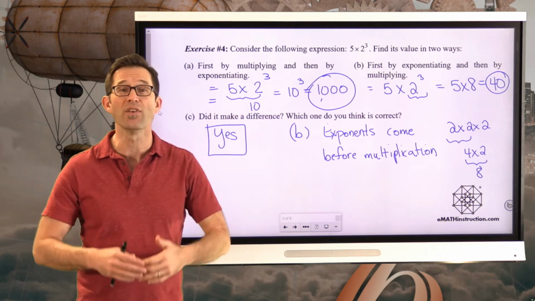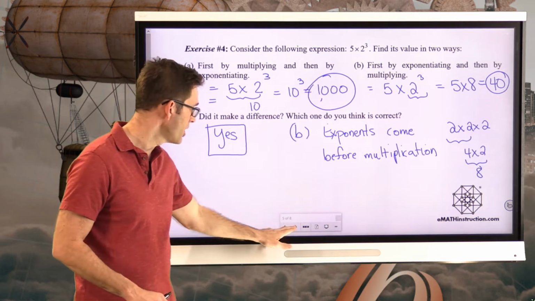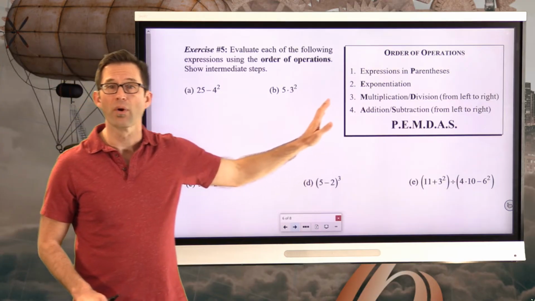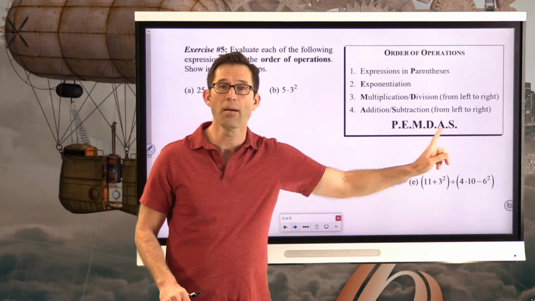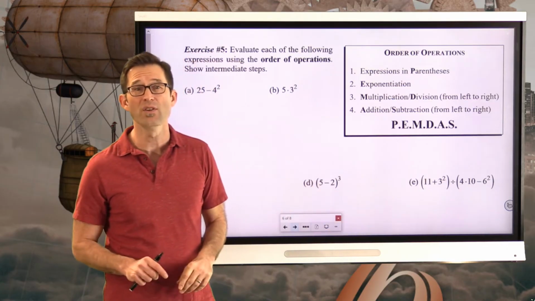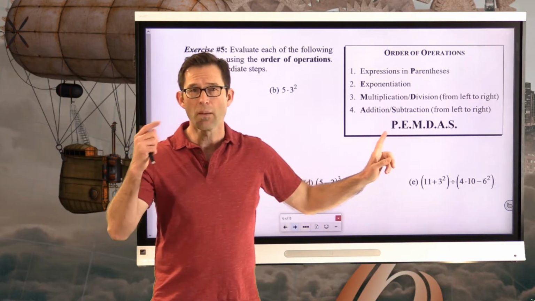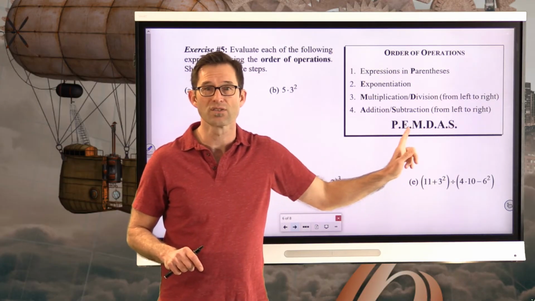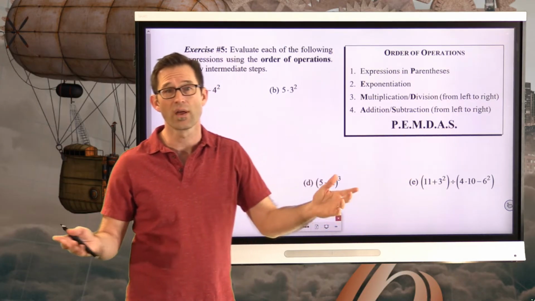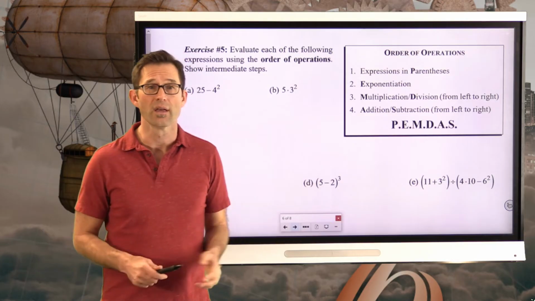Let's take a look at the entire list. Order of operations. Very oftentimes, teachers will abbreviate this as PEMDAS. Some of them will even use the mnemonic, please excuse my dear Aunt Sally. Please excuse my dear Aunt Sally. Of course, if you don't have an Aunt Sally, well, then I guess you're in trouble.